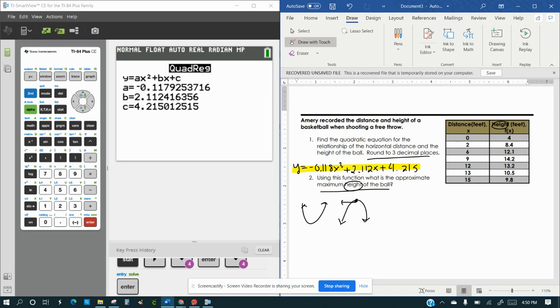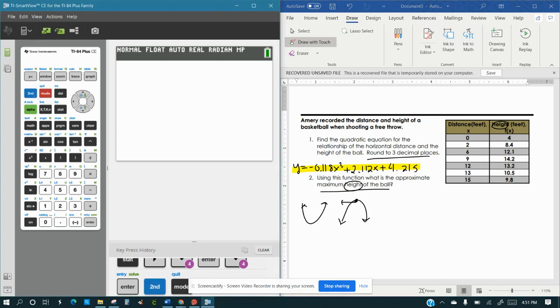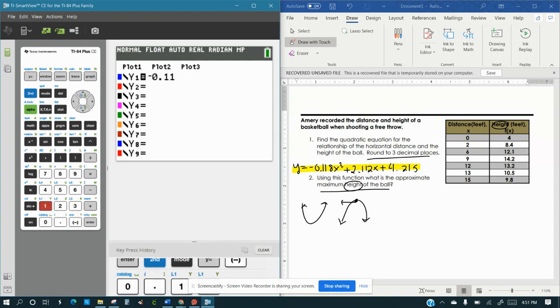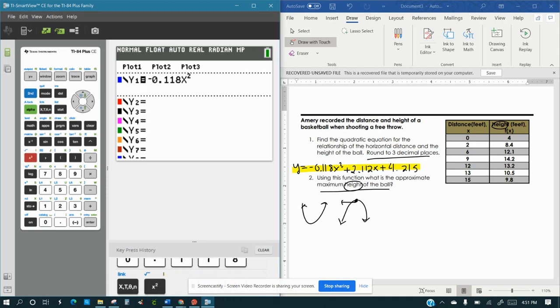So I'm going to graph that quadratic regression that we found. I'm going to quit whatever I'm in, and go graph this. I'm going to press Y equals and put this in Y1. So we have negative 0.118x squared plus 2.112x plus 4.215.